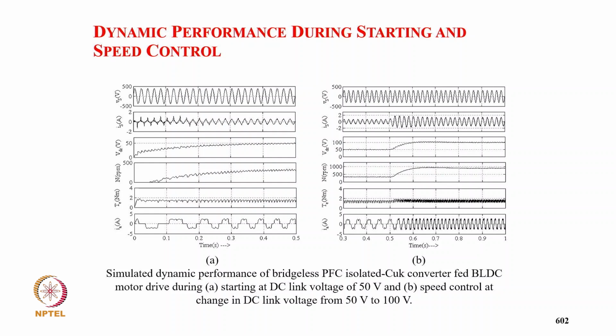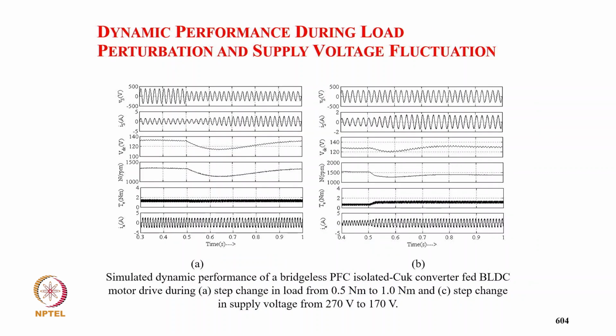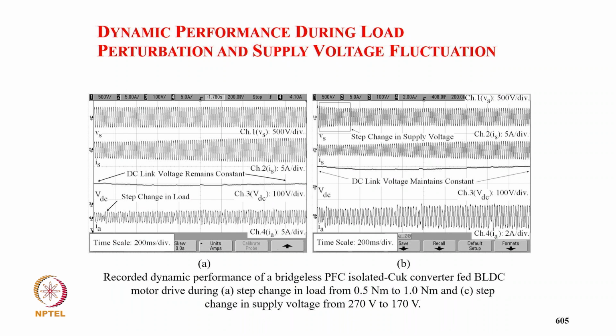and the DC link voltage control from 50 to 100 volt. The experimental performance for starting, and this is the DC link voltage control experimental performance, 50 to 100 volt. This is, of course, the load change from 0.5 to 1 Newton meter, and supply voltage change from 270 to 170 volt. And then the typical experimental performance for load change from 0.5 Newton meter to 1 Newton meter on the BLDC motor, and supply voltage change 270 to 170.